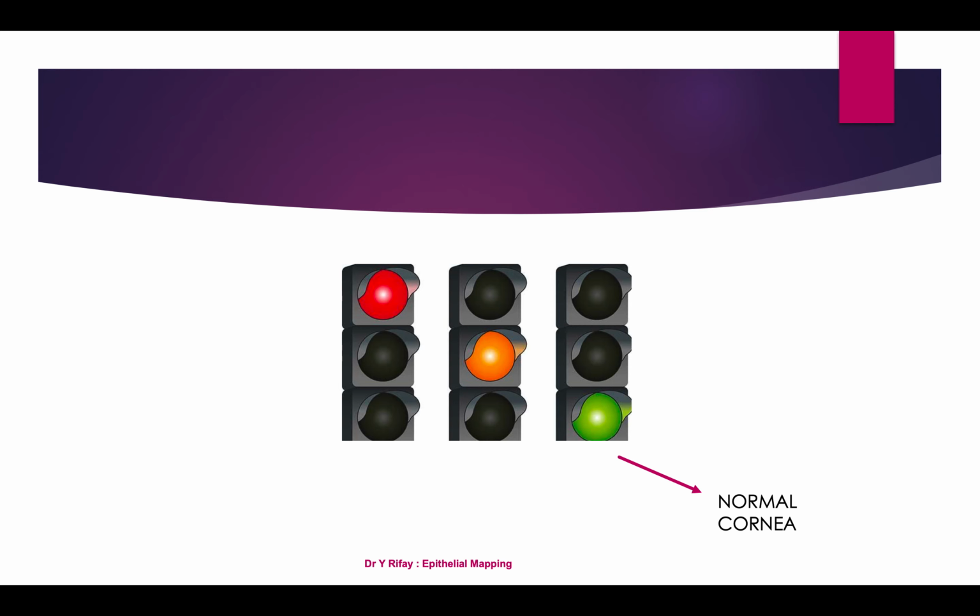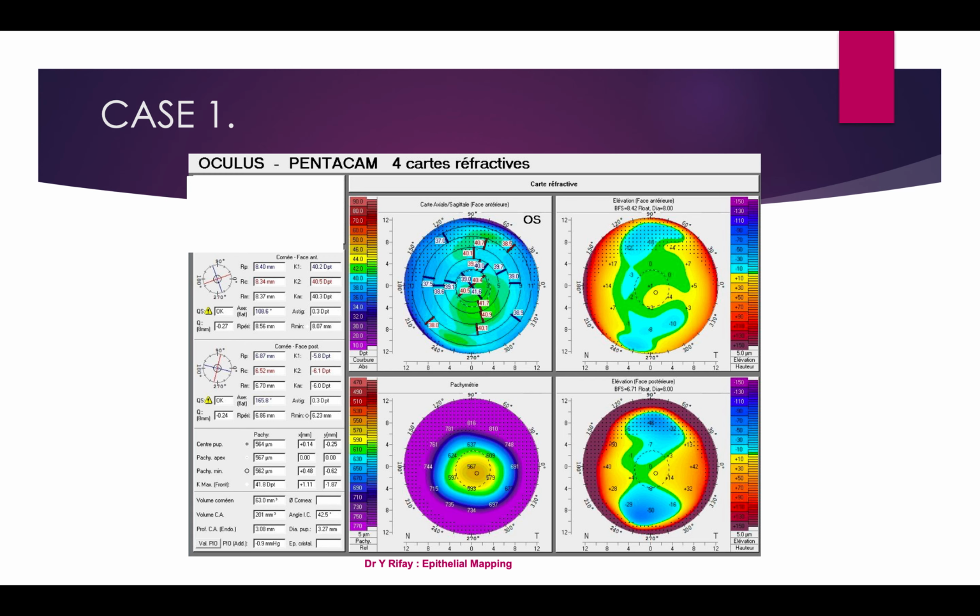To simplify, I will put a green light when there is no keratoconus, a yellow light when it is a borderline cornea, and a red light when it is real keratoconus. Case number 1.